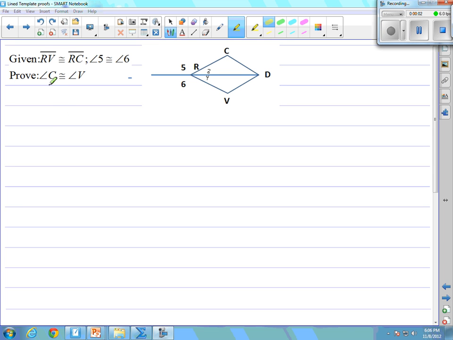With this proof, we're given RV is congruent to RC, angle 5 is congruent to angle 6, and angle C is congruent to angle V. So write all that given down. RV, that segment is congruent to segment RC. Angle 5 is congruent to angle 6.